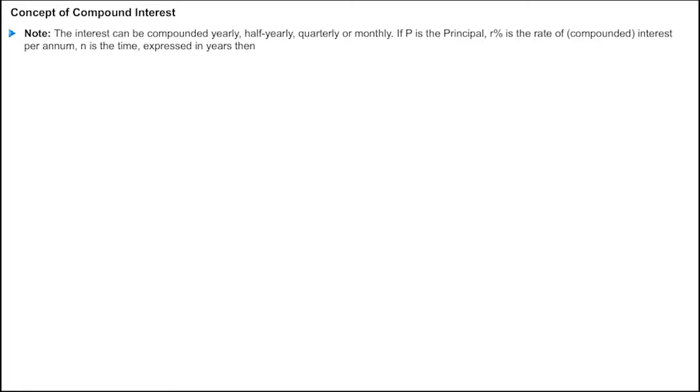How many quarters are there in a year? 4. So, interest is calculated in a year 4 times. So, your n or the period becomes 4. And if it is monthly, it will be calculated 12 times in a year.